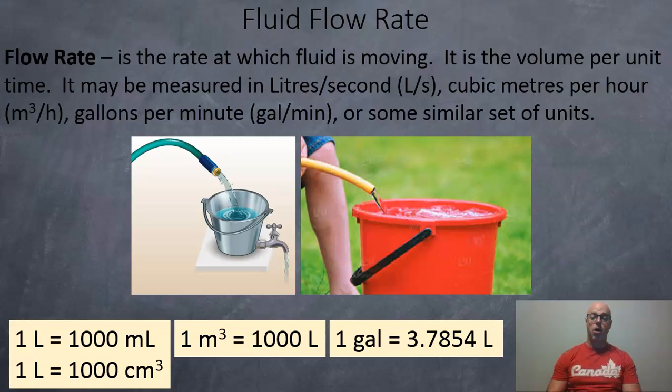Three useful conversions to know are: 1 liter is 1,000 milliliters. And since a milliliter is the exact same thing as a cubic centimeter, sometimes called a cc, a liter is also equal to 1,000 cubic centimeters. 1 cubic meter is 1,000 liters, and if that's water, it'll have a mass of 1,000 kilograms, or 1 metric ton. And a US gallon is 3.7854 liters.